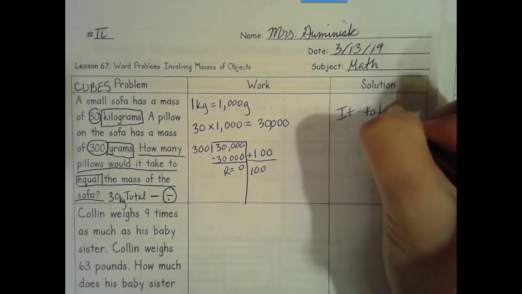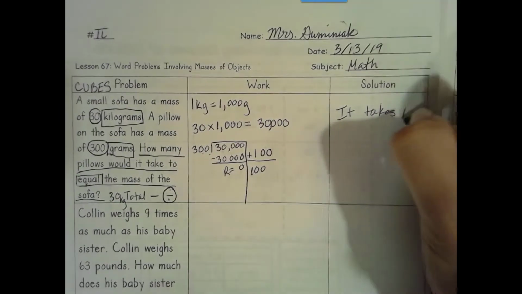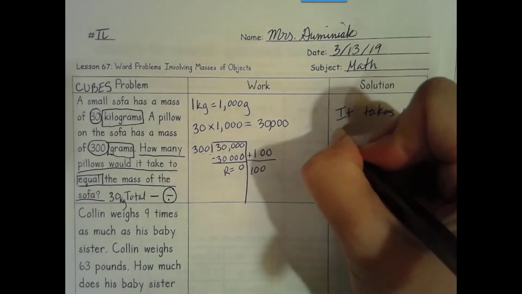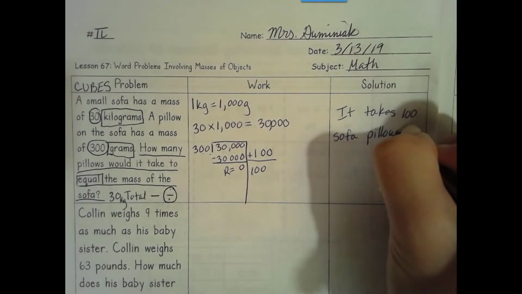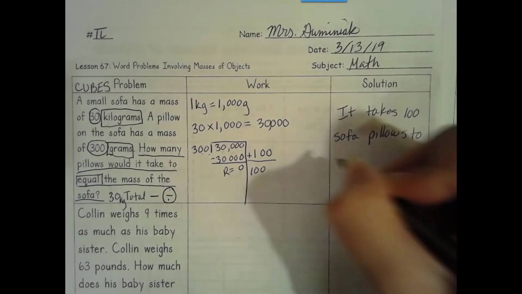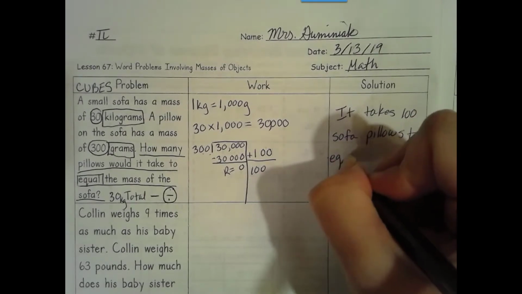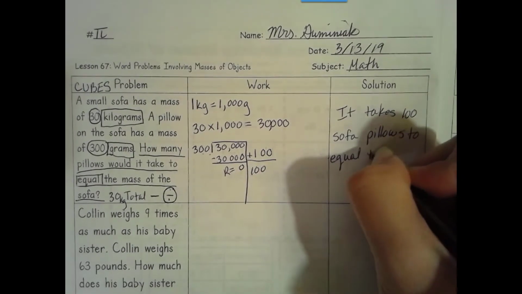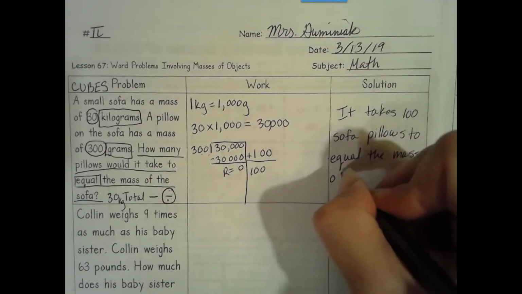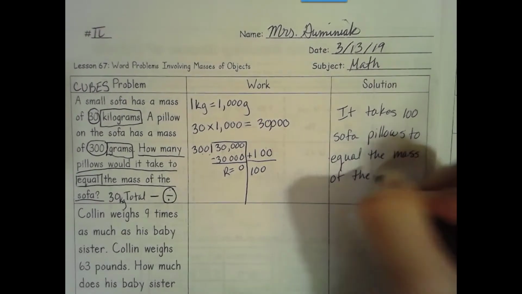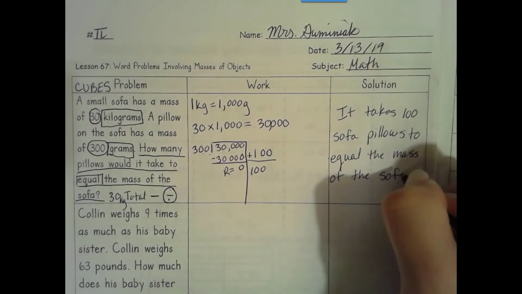It takes 100 sofa pillows to equal the mass of the sofa.